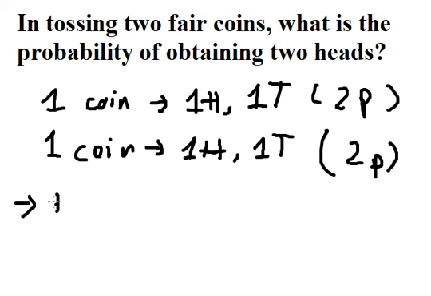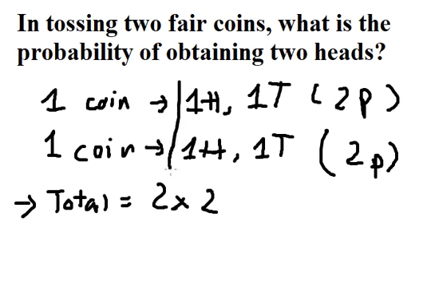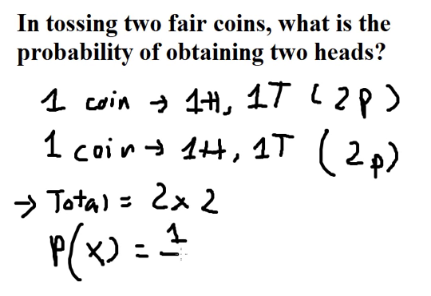So the total should be 2 multiplied by 2. But we see that we only have one chance to get one head and one head. So the probability of this one, we have 1 over 4. And this is the final answer.